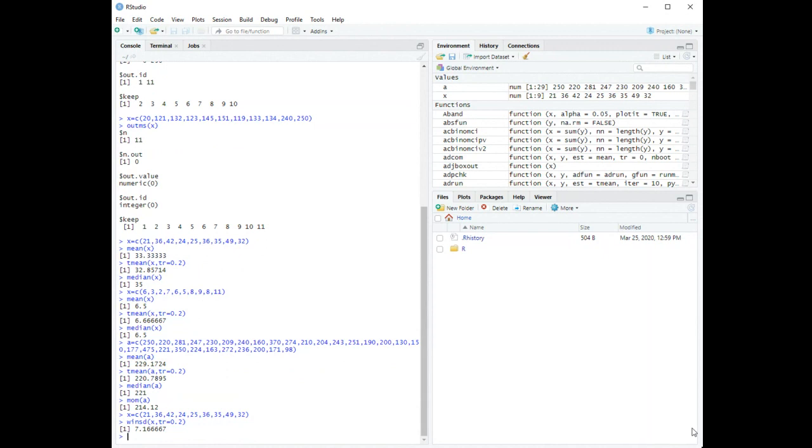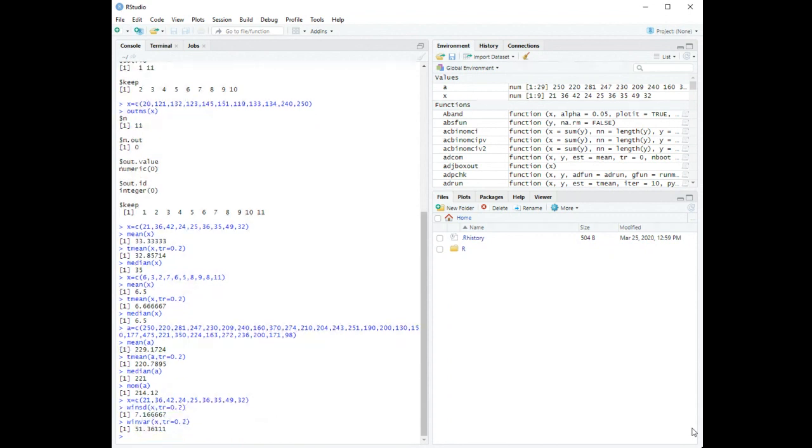Use R to verify the 20% winsorized variance. Oh, variance, I'm sorry. We did the standard deviation. So that one is winvar x comma tr is equal to 0.2. There you go. So it's 51. That one's right. Okay. So then now for the next one, it's not a computational problem. So I'm going to go ahead and skip that one.